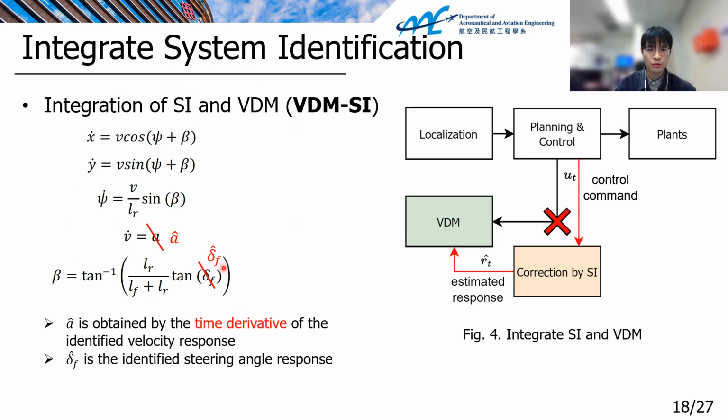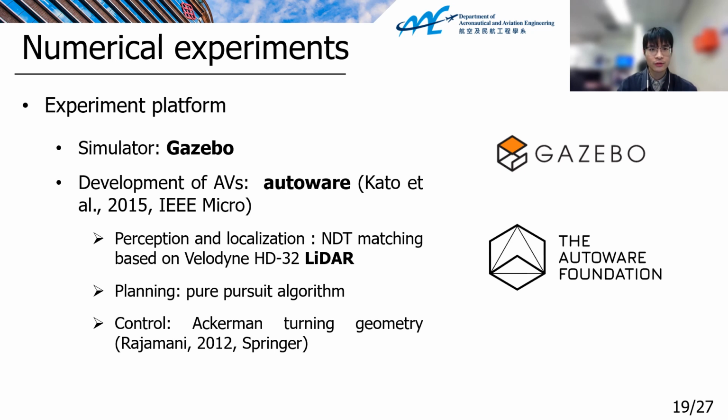To demonstrate the strength of the VDM-SI, we design a numerical experiment. Firstly, let's take a quick look at the setting of the experimental platform. In this experiment, we use Gazebo as a simulator and use Autoware to develop the autonomous vehicles. In the autonomous vehicles, the perception and localization module is developed by the entity matching algorithm based on LiDAR, and the planning module is based on the pure pursuit algorithm. The control module is based on the incremental geometry.